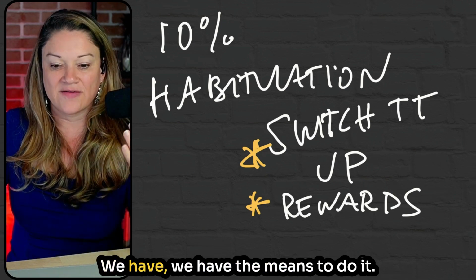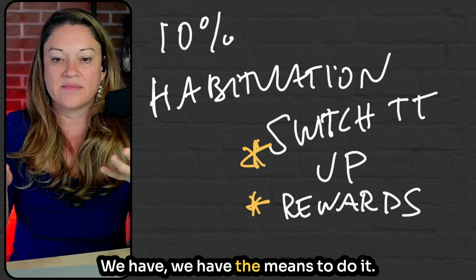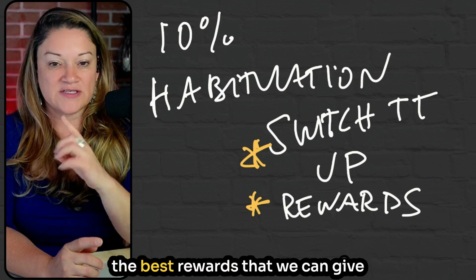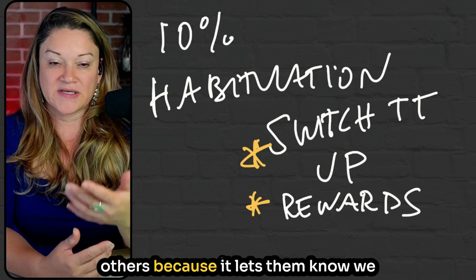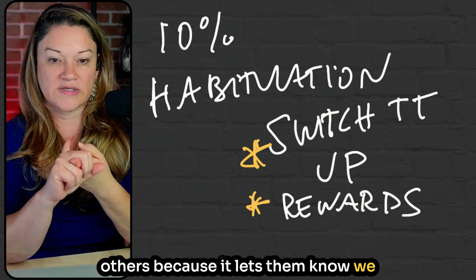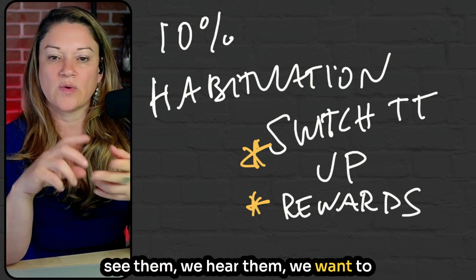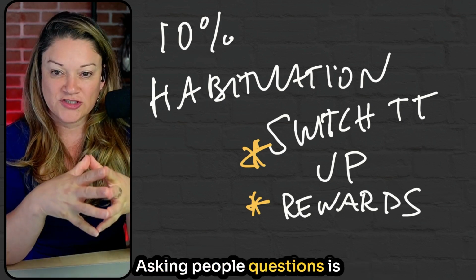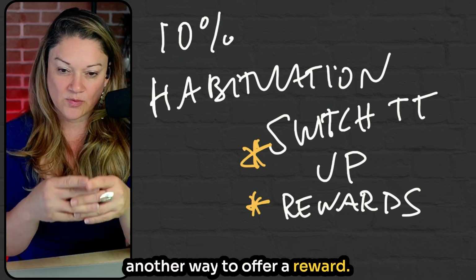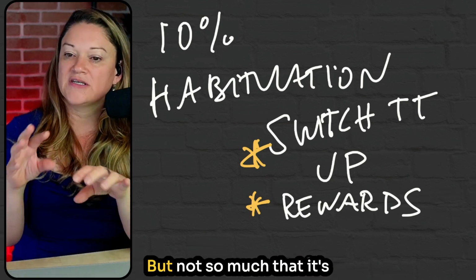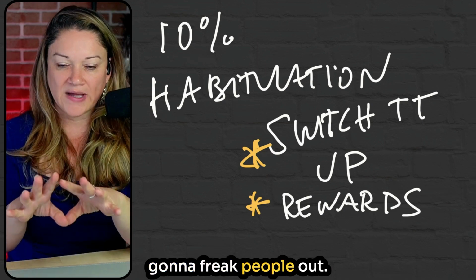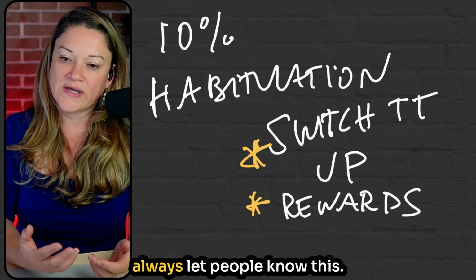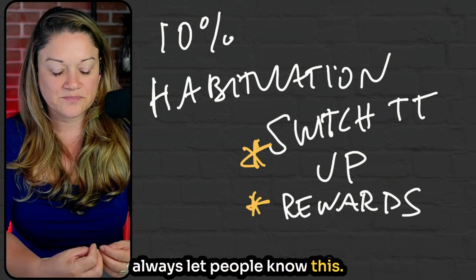We have the means to do it. Saying people's names is one of the best rewards that we can give others because it lets them know we see them, we hear them, we want to engage, we want to communicate. Asking people questions is another way to offer a reward, but not so much that it's going to freak people out. So in my classes, there is a lot of participation, and I always let people know this.